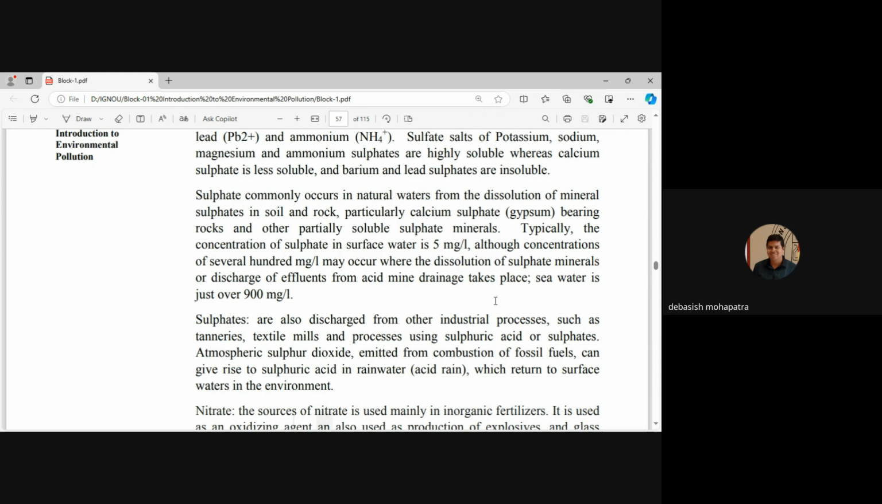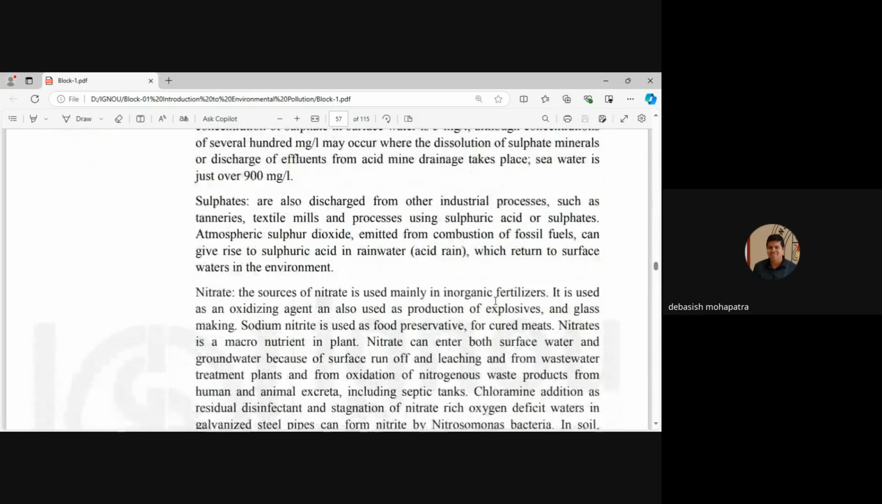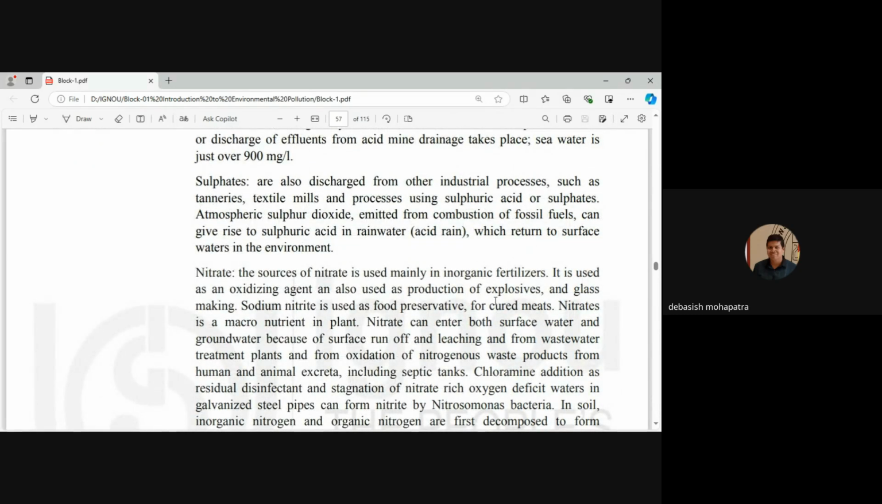Sulfates are also discharged from other industrial processes such as tanners, textile mills, and processing using sulfuric acid and sulfate. Okay. Then atmospheric sulfur dioxide is also a source.